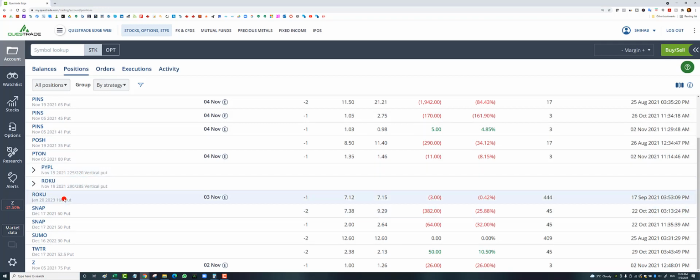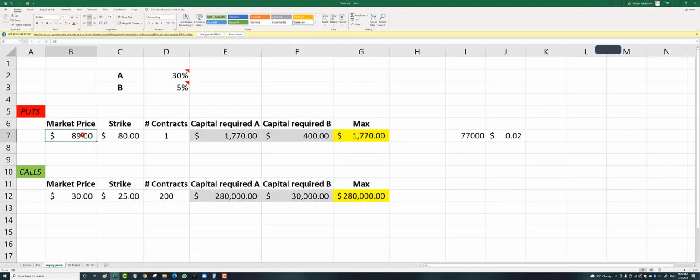Naked put on Roku, this one's taking about 2,400. It's not taking much. Roku's 315. I think Roku's at 50% with Questrade. And I have a 160 strike. Yeah, so this one's taking 2,400 of buying power for me.